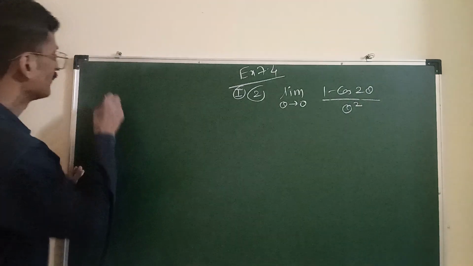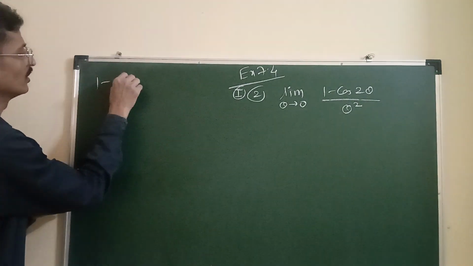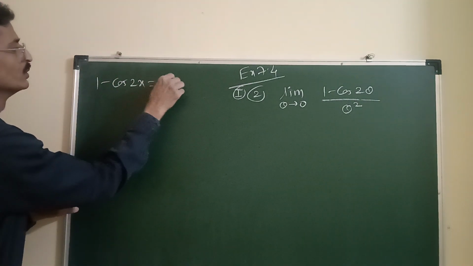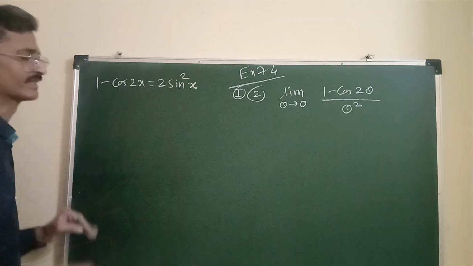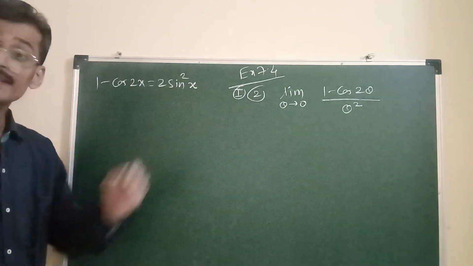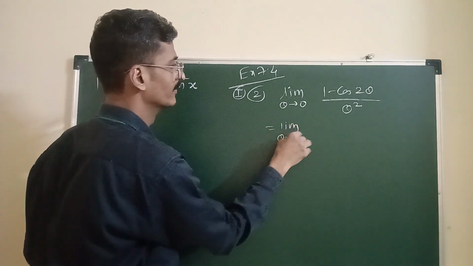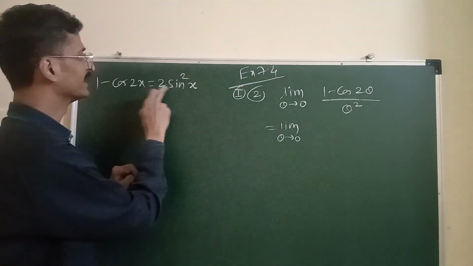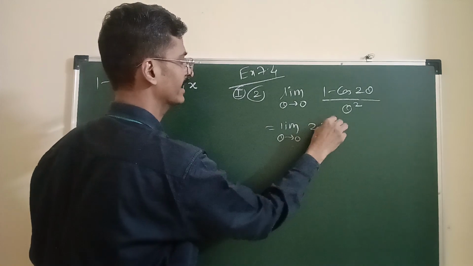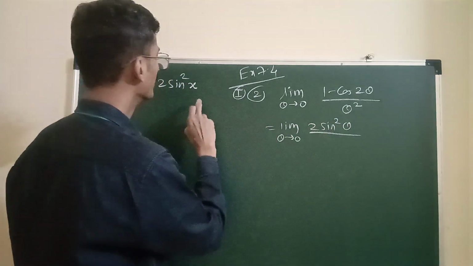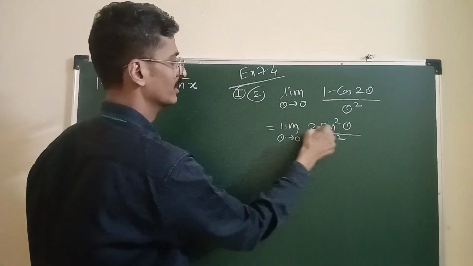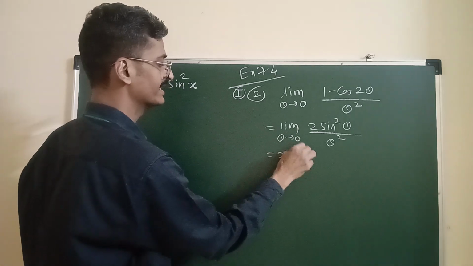So what is the formula of 1 minus cos of 2x? That is 2 sine square of x. So we can use it here. Limit theta tends to 0, 1 minus cos 2 theta is 2 sine square theta, upon this theta square. This 2 we write outside.